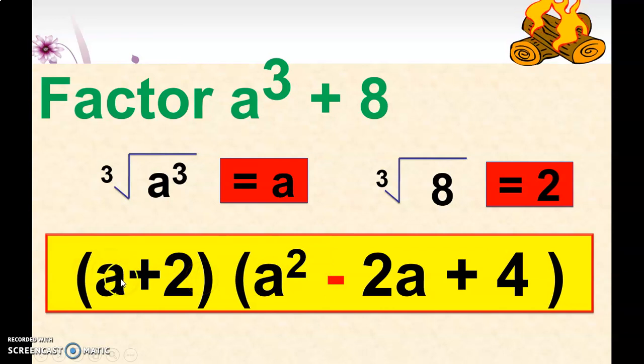Paano natin na-expand? So, kailangan dito pa lang sa binomial, tama na yung inyong gagawin. So, simulan natin sa first term. Para ma-expand to, we're going to square the first term. So, a times a, so ito siya, a square. And then, para sa middle term, i-multiply lang natin yung dalawa. 2 times a is 2a.